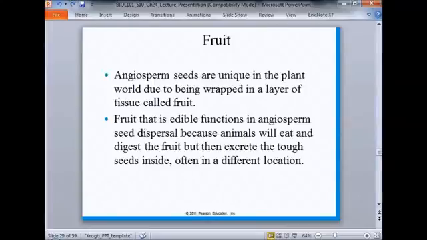So you give the animal a benefit by giving it something to eat, and your seed gets a benefit by being dispersed. Just like we had the pollination services, plants also use dispersal services.